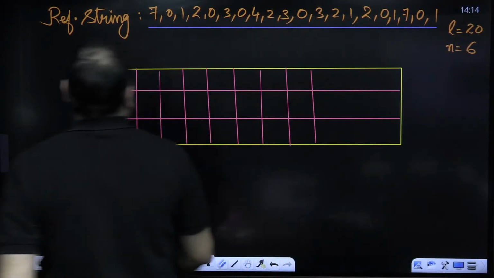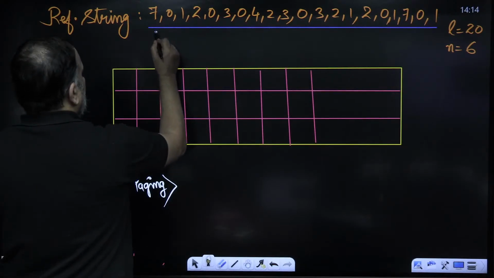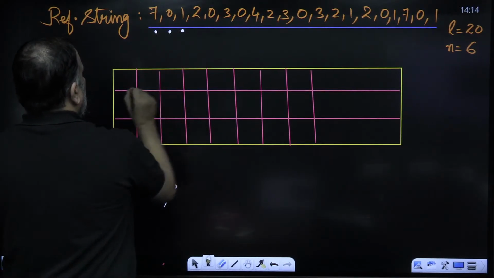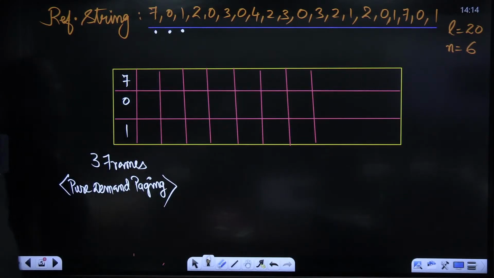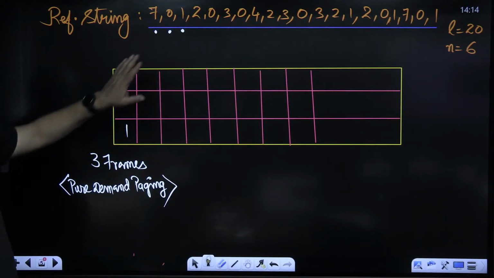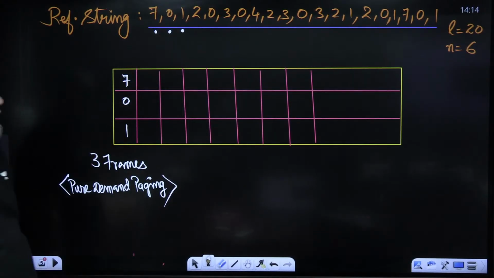So what is going to happen? Initially I am going to refer 7, 0, 1. The 3 page faults होंगे. So we are going to load 7, 0, 1, no replacement. हमने कहा as long as there are empty frames available, initially all frames are empty. So I don't need any replacement. 7, 0, 1 I will load it.